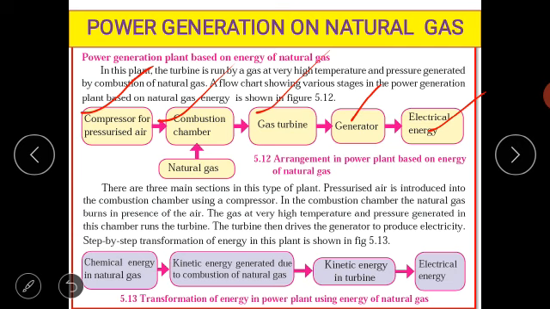Let us study with this flow chart. Chemical energy we are using in the form of natural gas. Now this natural gas energy is converted into kinetic energy, because when we burn the natural gas it produces pressurized gas that produces the kinetic energy. This kinetic energy generated due to combustion of natural gas is pressed on the turbine, and electrical energy is produced.